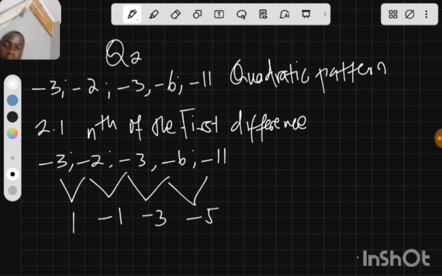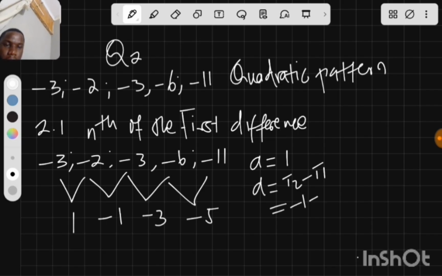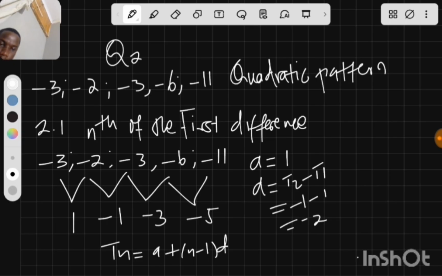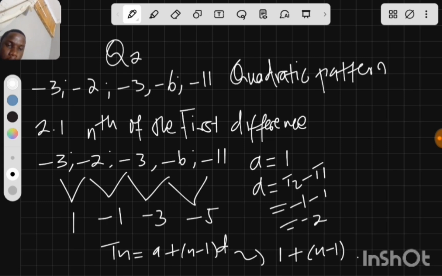When calculating the nth term, we want the nth term. Our a is 1, and our d is t2 minus t1, which is equal to minus 1 minus 1, which is equal to minus 2. Then tn is equal to a plus n minus 1 times d, where our a is 1 plus n minus 1 times our d, which is negative 2.